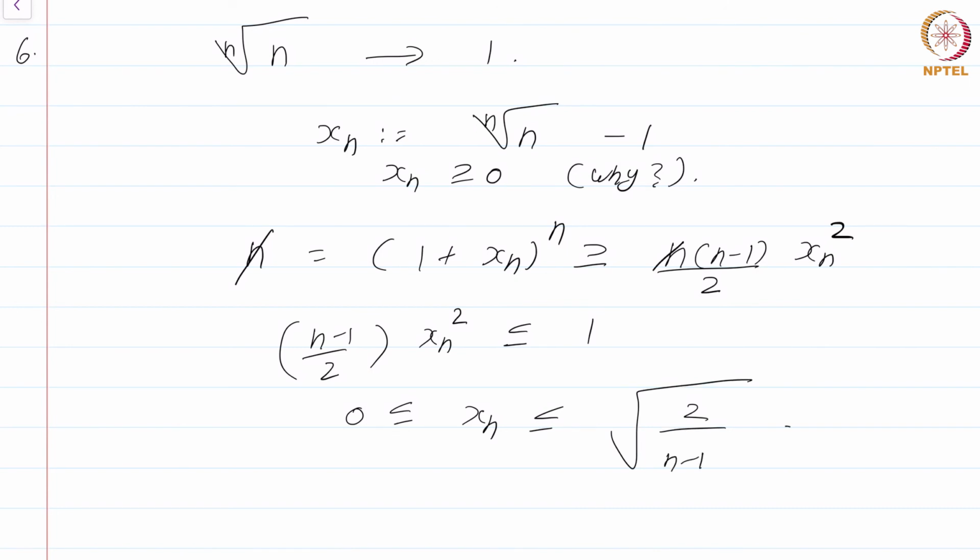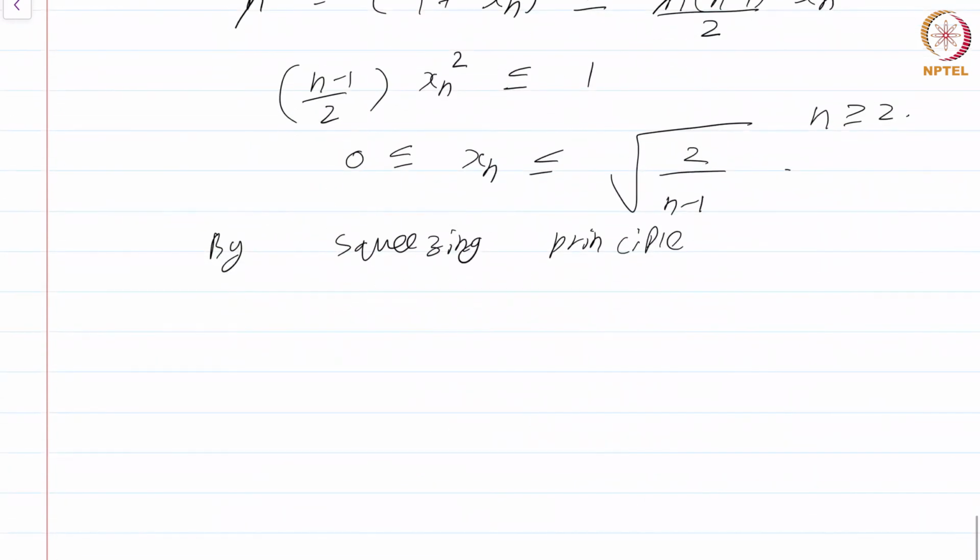This will be valid whenever n is greater than or equal to 2. We have to be a bit careful because when n equals 1, the denominator becomes 0 and this quotient doesn't make any sense. So again, by the squeeze theorem, xn converges to 0. Hence, the nth root of n converges to 1.